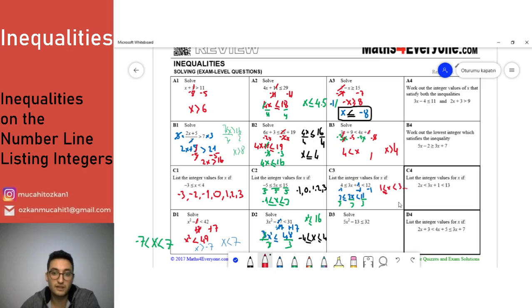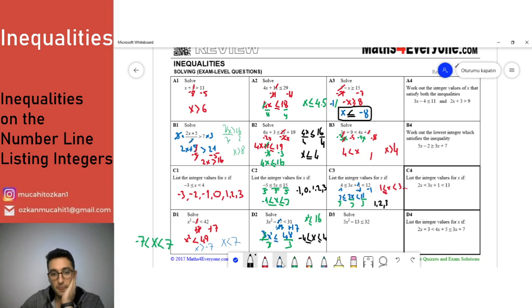You don't have to know exactly what it is. It says integer values. As you know, integers are positive and negative whole numbers. So x can be 1, it can be 2, and also it can be 3. Because 3 is less than 3 point something. That's why 3 is also a possible integer value for x. So 1, 2, and 3 is the answer.